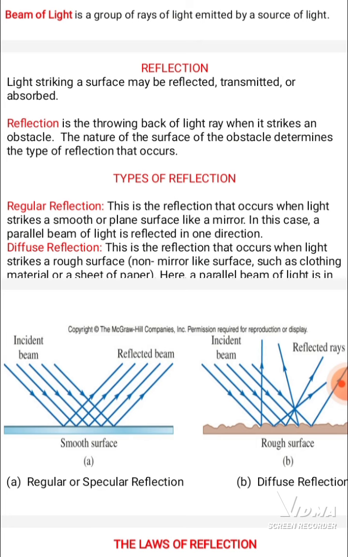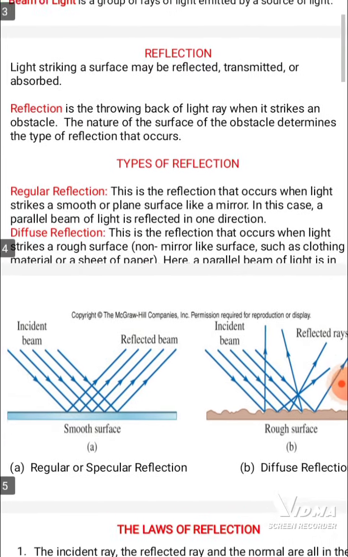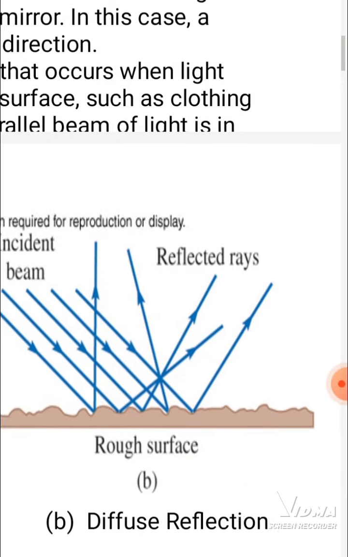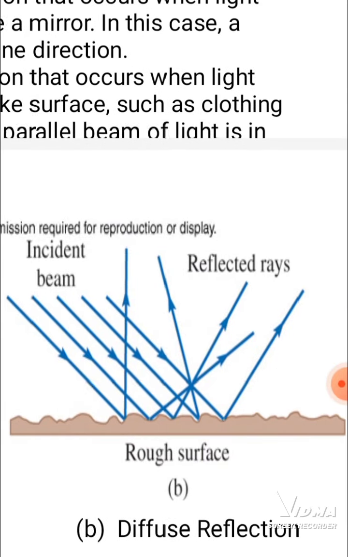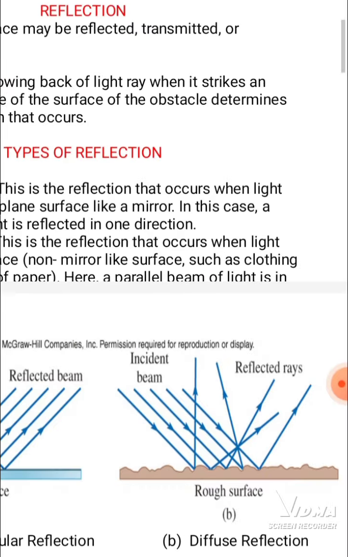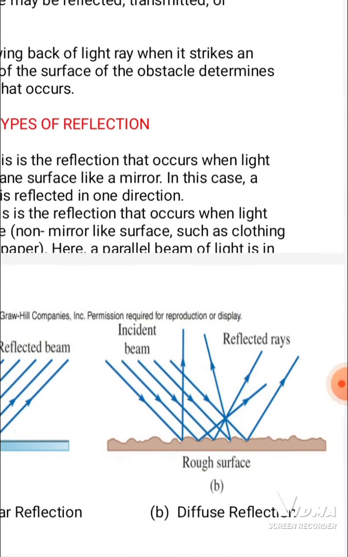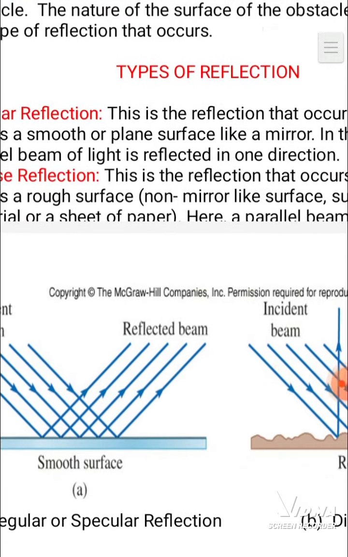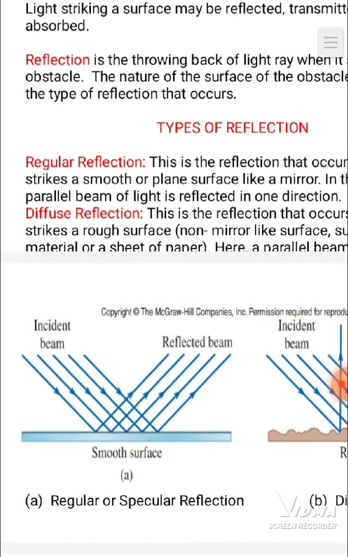As you can see on this slide, you have regular or specular reflection. You have a beam, in this case about 5 rays. The incident beam gets onto a smooth surface and is reflected back in one direction. Unlike when it hits a rough surface, where you have diffuse reflection: you have the incident beam, and the reflected rays are scattered. So diffuse reflection occurs when the incident beam hits a rough surface, while regular or specular reflection occurs when the incident beam hits a smooth surface.